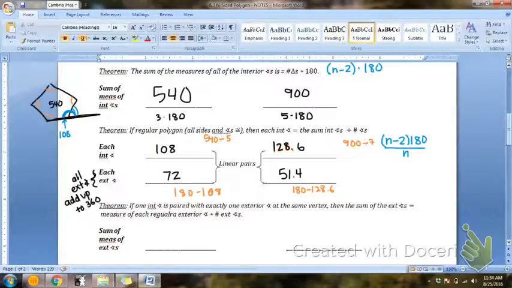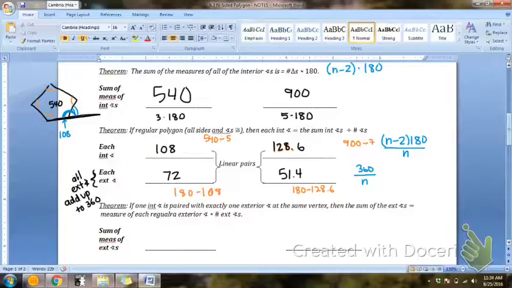Okay, so the formula for that is really, you can either do your 180 minus whatever the interior angle is, or you can just take 360 and divide it by n. Because if you do 360 divided by 7, you're going to get 51.4. So your bottom line is what we just stated.